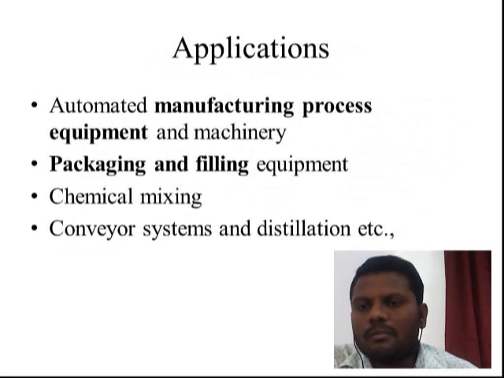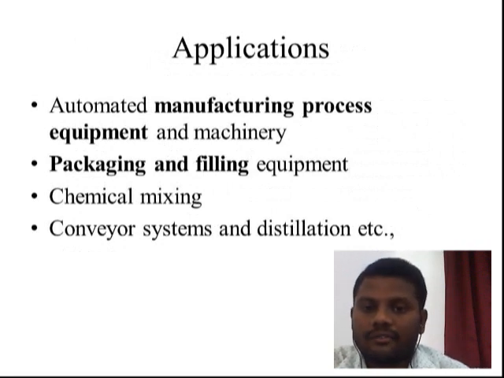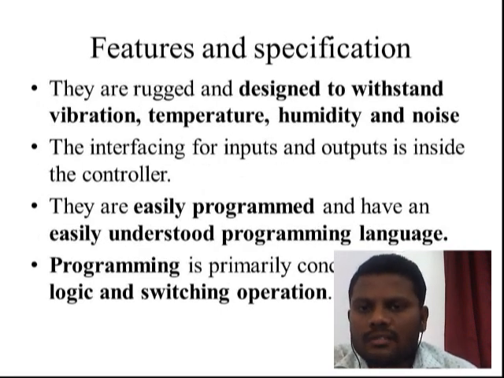So what are the various applications? In automated areas PLCs can be used: in manufacturing process equipment, packaging and filling equipment, chemical mixing, conveyor systems and distillation. Various applications are there. So, features and specifications.